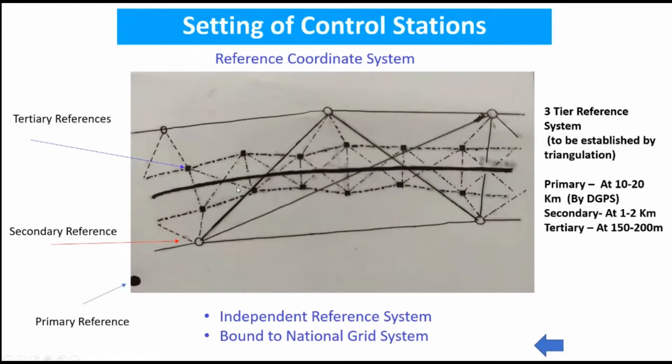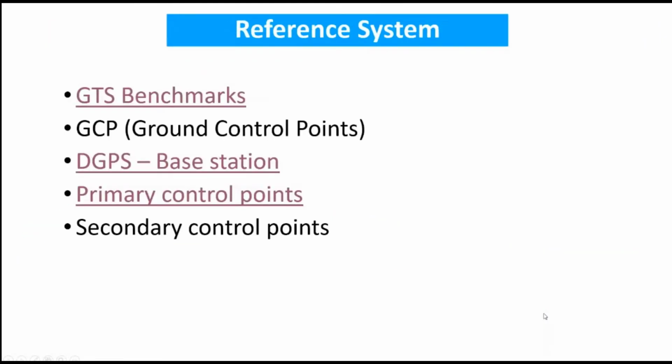These are required to be established by triangulation survey. We get the position of the primary reference by DGPS. As we have discussed, secondary and tertiary control points.